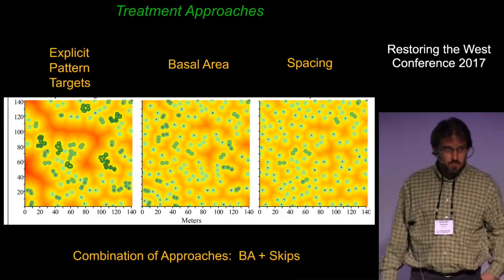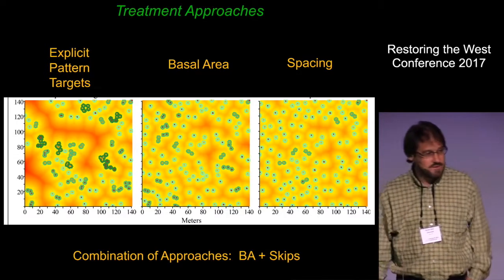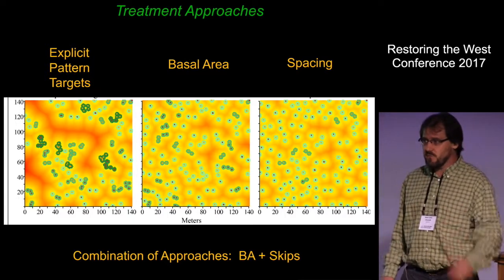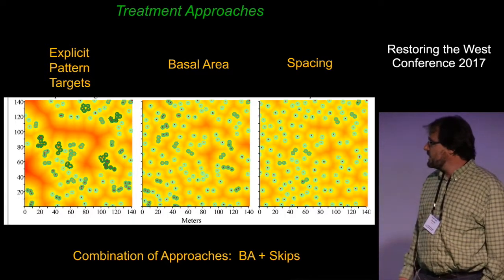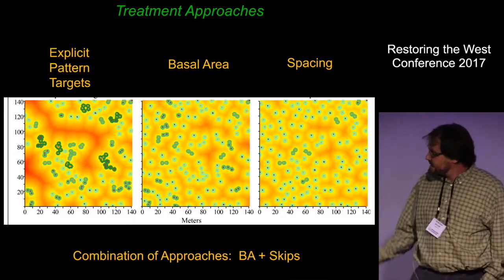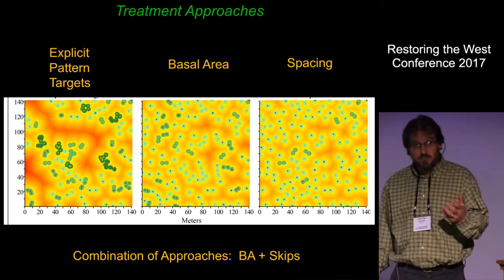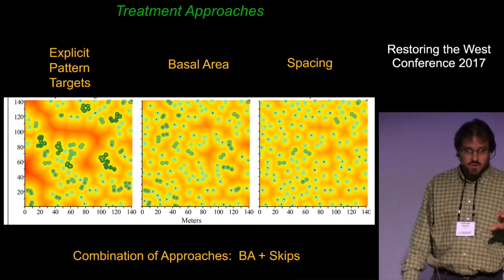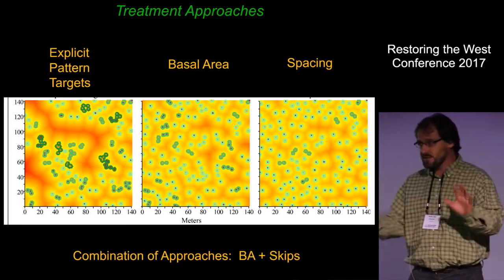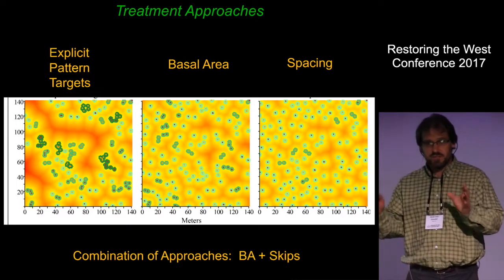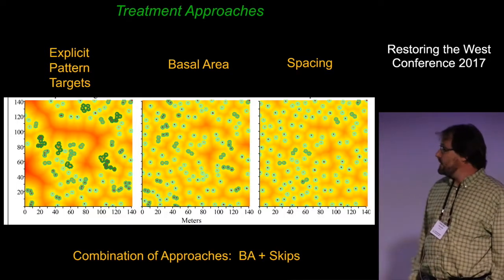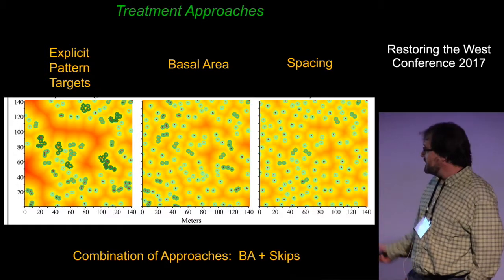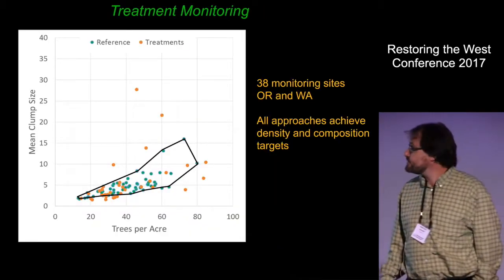I'm going to end with this: we've gone out and monitored a lot of different sites in Oregon and Washington, and we have a monitoring approach where we quick map stands, and we've looked at treatments, ICO, and there's a lot of other approaches that have explicit pattern targets. ICO isn't the only approach. There's a lot of other tools, and I'm not saying it's the best. I just say, do what works for you. And then we compared those with more traditional spacing targets, and then some combination approaches as well.